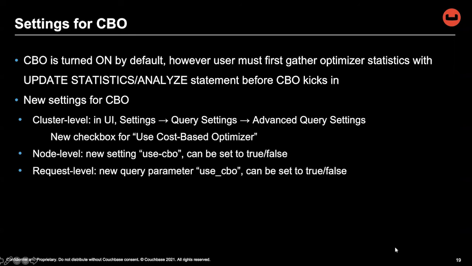You can also set this at the node level. There's a new setting called use CBO that can be set to true or false, and that will be effective for that query node. And at a finer granularity, there's also a request-level query parameter, use CBO, which can be set to true or false on a per-request basis. As usual, the request-level setting is going to override the node-level setting, which in turn overrides the cluster-level setting. So there are settings at different granularities that allow you to turn CBO on and off as you like.